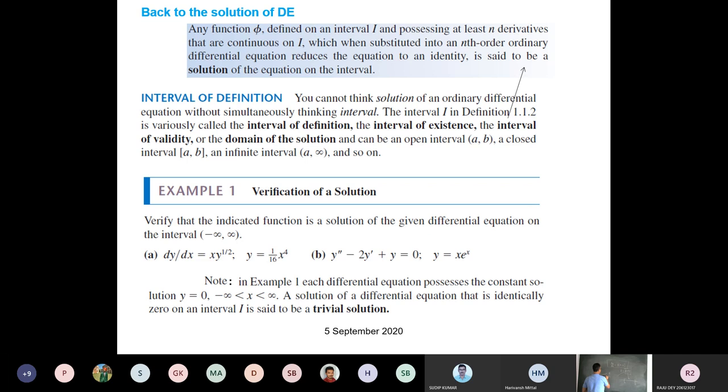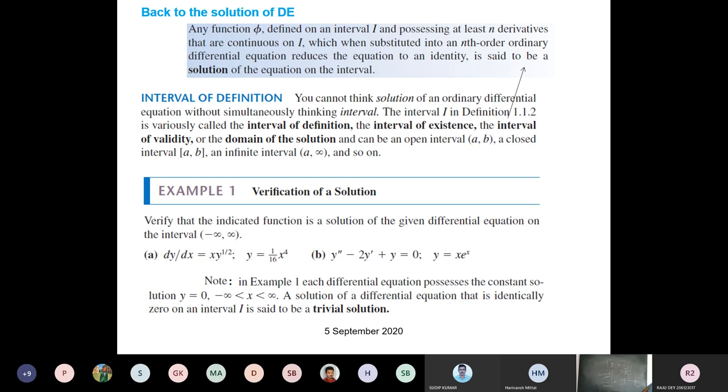Domain of solution is nothing but the interval of definition of the solution. Now there is a subtle difference between the domain of the solution and, suppose, y of x as a function being the solution of the differential equation. So there is a difference between the domain of the solution and the domain of the function. Let me try to explain it to you with an example.